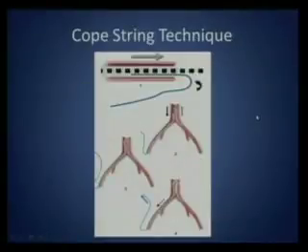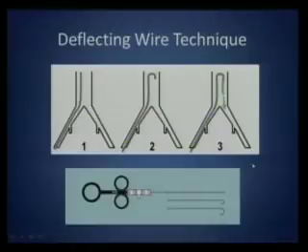Cope string technique. This is basically where you put a wire and load a little bit of a string. This is actually a 4-0 suture. This much of it is inside the wire. You let it go inside the patient. You come to the bifurcation side. Now you pull on this string and push the catheter up. As you do this, you can form the shape. Then you can release the wire, pull the string out, and you have formed the shape.